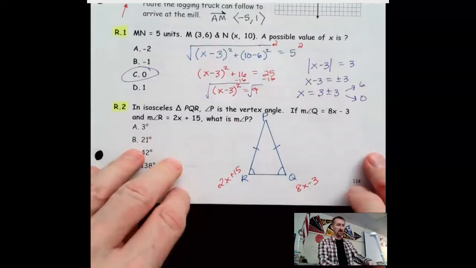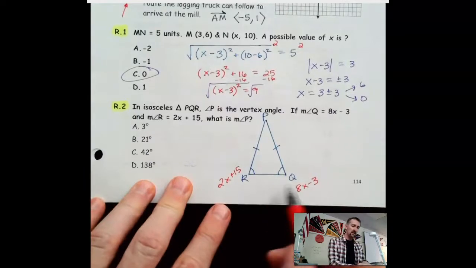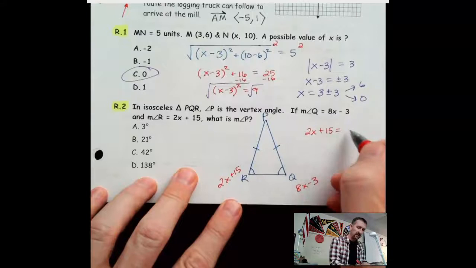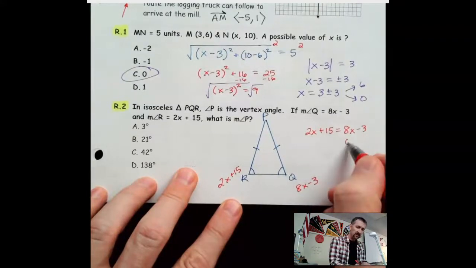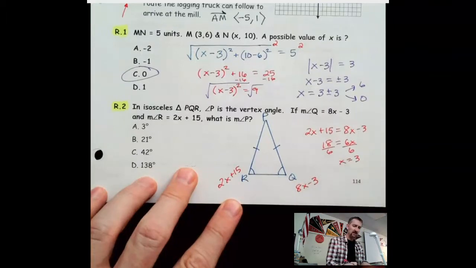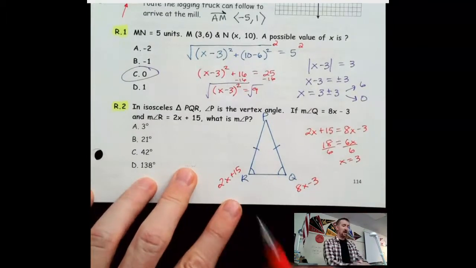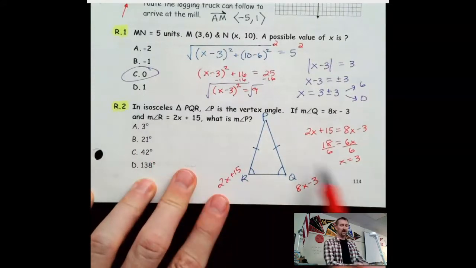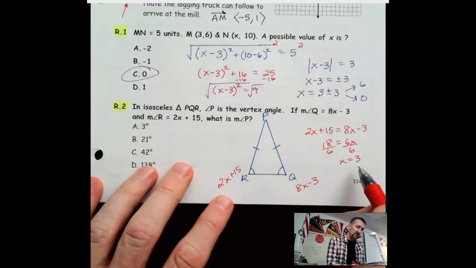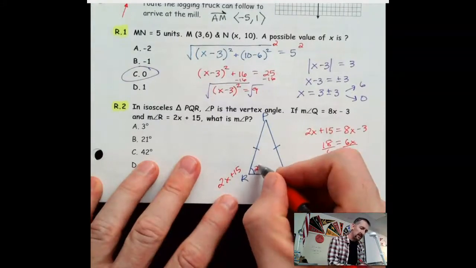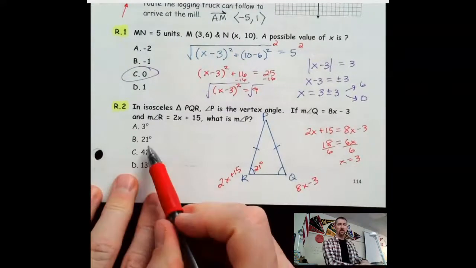So we got a lot of stuff going on here. So first of all, since that was a vertex angle, these two angles are congruent. So I can go 2x plus 15 equals 8x minus 3. So that's subtract 2x from both sides, add 3, divide by 6, so x equals 3. Hey, there's the answer. No, that's not the answer. That's just x. They want to know what angle P is. So we need to plug this back in here. 2 times 3 is 6. 6 plus 15 is 21. So that's 21 degrees. Oh, there it is, 21.